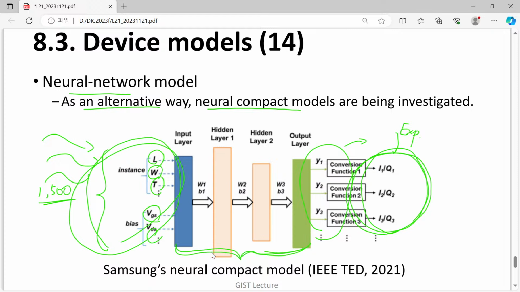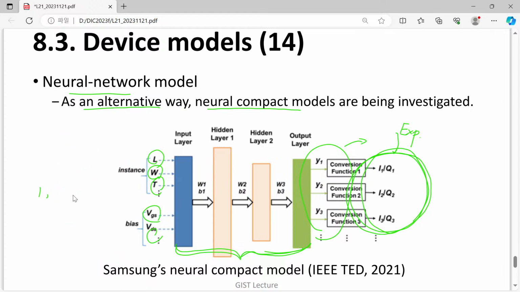After this training is over, then what happens? Now you don't have to actually calculate long equations. Once you insert your numbers, it will immediately give you the IV characteristics. So this sounds quite attractive.